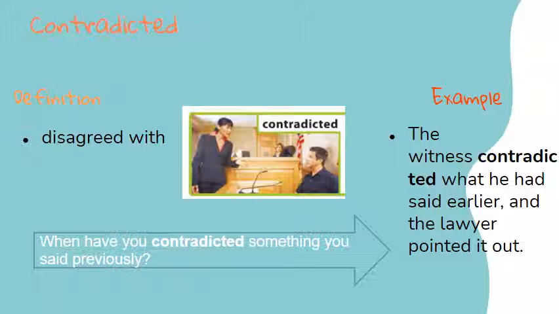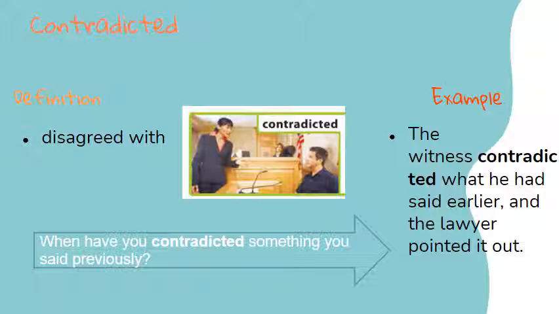Contradicted is disagreed with. When you disagree with something, when you say the opposite of something that you have said before, or you are opposite to someone, so you disagree, you contradict. Example: the witness contradicted what he had said earlier and the lawyer pointed it out. So here the witness, when the lawyer asked him questions, said things different from those that he said before. So he contradicted what he had said earlier.